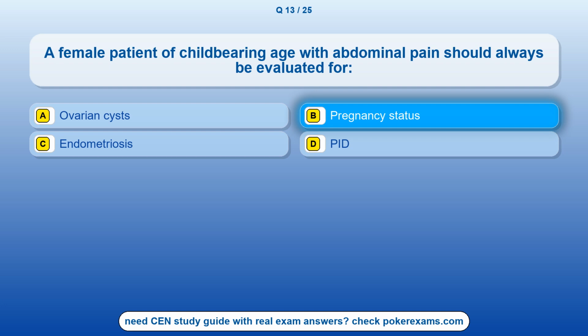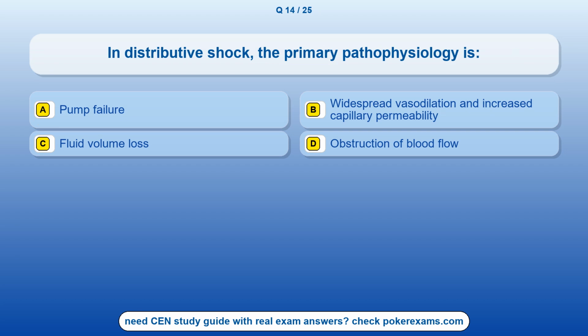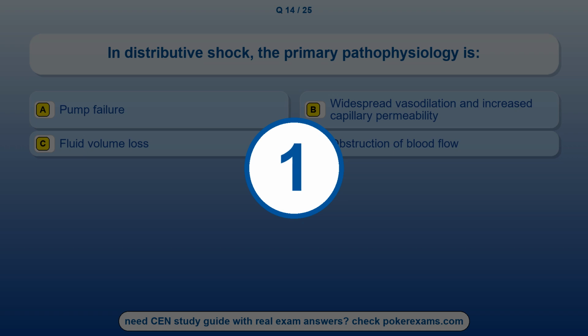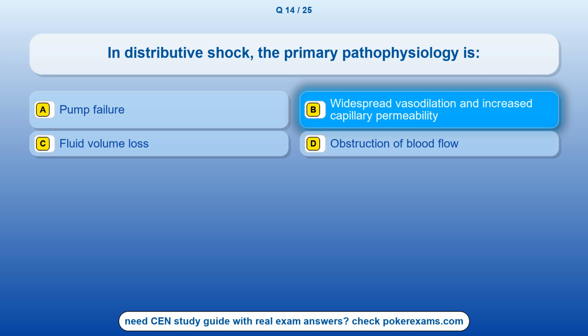The correct answer is option B, pregnancy status. Question 14. In distributive shock, the primary pathophysiology is option A, pump failure, option B, widespread vasodilation and increased capillary permeability, option C, fluid volume loss, option D, obstruction of blood flow. The correct answer is option B, widespread vasodilation and increased capillary permeability.